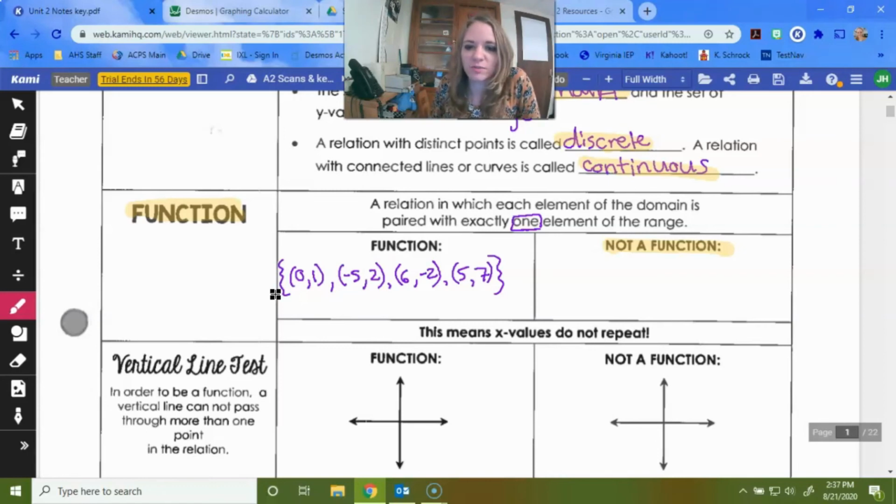Alright. This is a function because each of the domains, which are x's, is paired with exactly one y. So let's take a look. Now, just to show you, our x's are 0, -5, 6, and 5. So the good thing is they all start out different with different x's. So therefore, there's no way they can have multiple y's. And that's what we look for. We look for the same x to have different y's. The same x will have different y's if it's not a function.